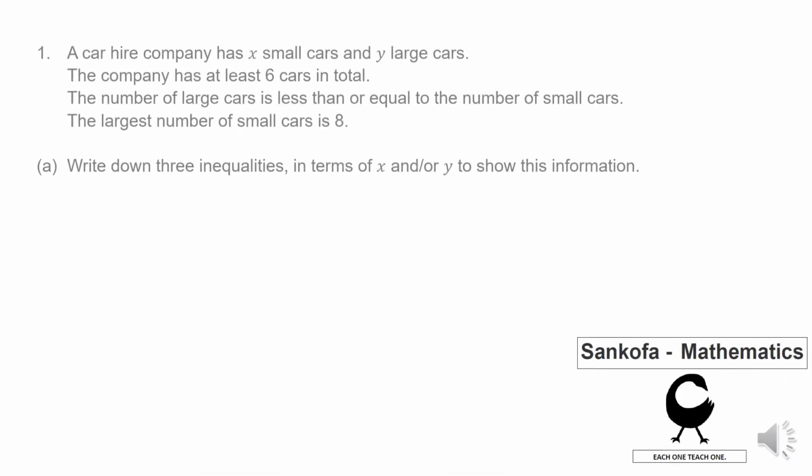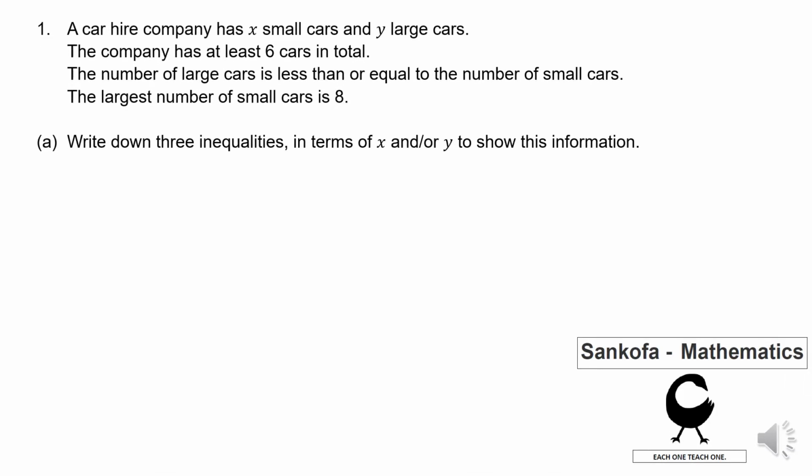Right, so I'm going directly to the question. So I'm going to do question one. This question is about a car hire company, and they have got X small cars, so that's going to be on my X-axis, and Y large cars, that's going to be on my Y-axis. And the company has at least 6 cars. That means if you add your X and your Y cars together, X plus Y should be at least 6. That means they can be more than 6.